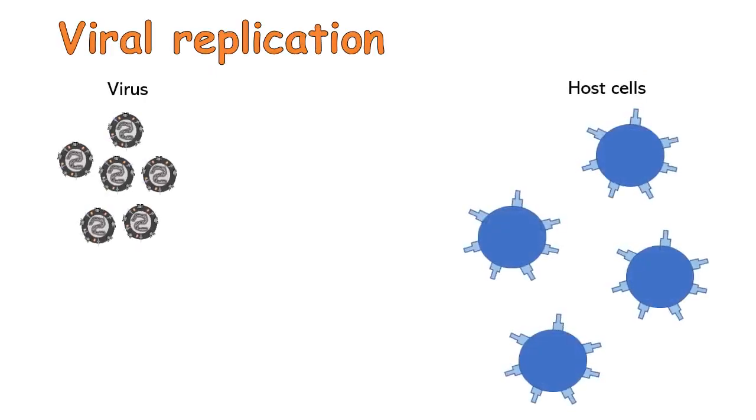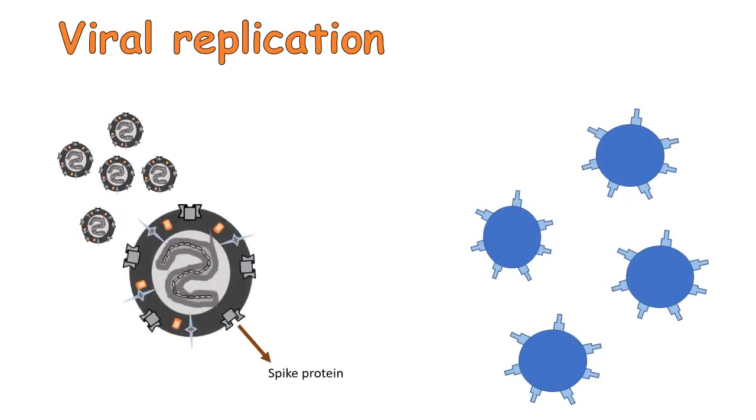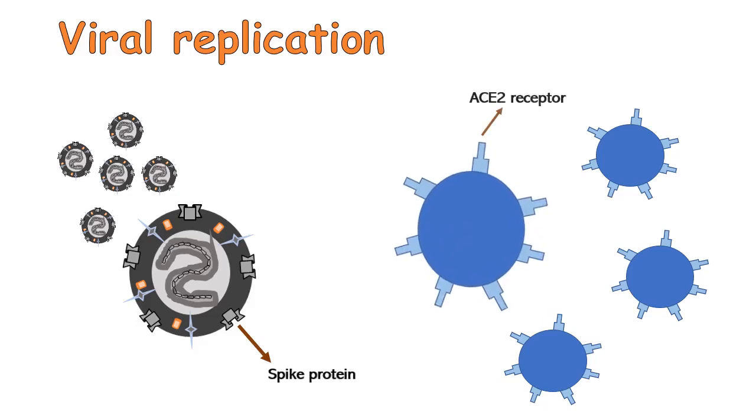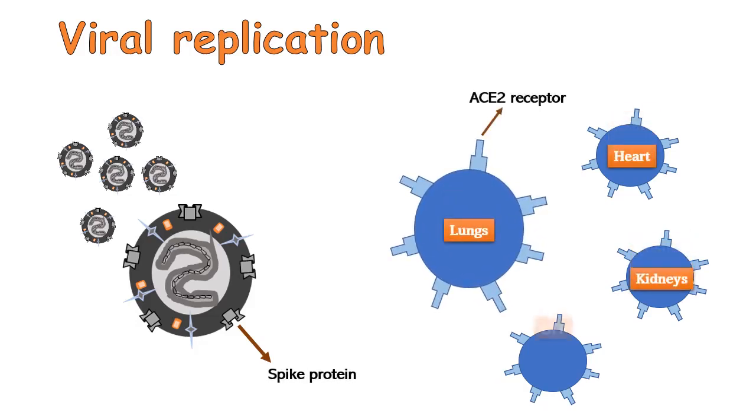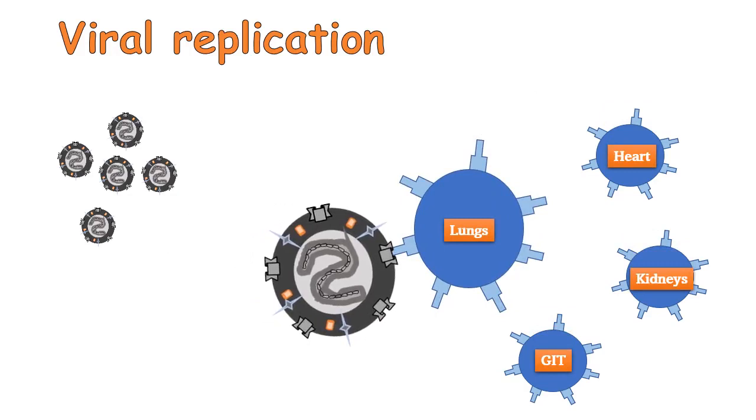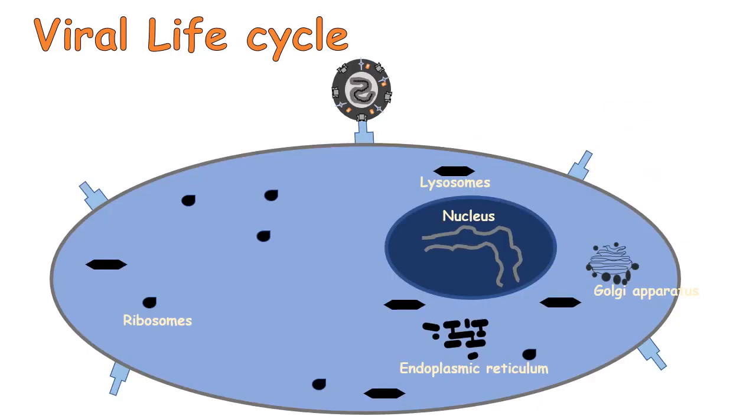Viral replication occurs within cells following binding of the viral spike protein with ACE2 receptors found in various organs, such as the lungs, heart, kidneys, and gastrointestinal tract. Within the host, the viral life cycle begins with attachment to ACE2 receptor, entry into host cell, uncoating of viral RNA, production of viral proteins, replication of virus, assembly of virus via the endoplasmic reticulum and Golgi apparatus, fusion of assembled virus with host cell membrane, and then release of new virus.